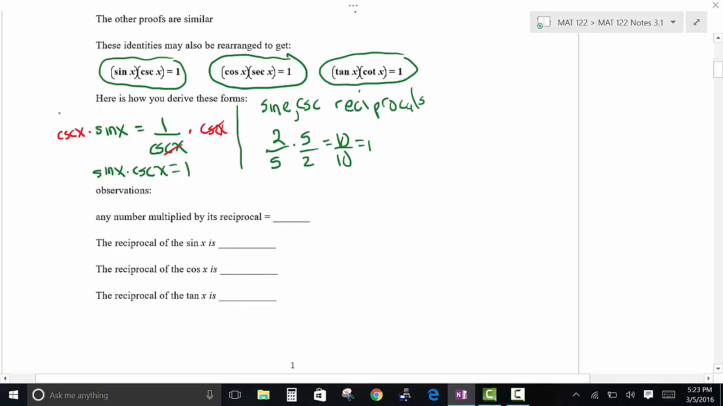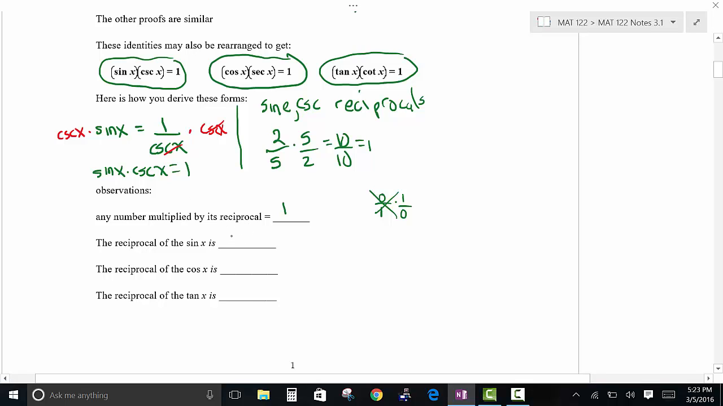A couple of observations. Any number multiplied by its reciprocal is 1. The only exception to that would be the reciprocal of 0. Since the reciprocal of 0 is undefined, you could not get a value if you multiplied 0 by its reciprocal. But in any other case, you have that.